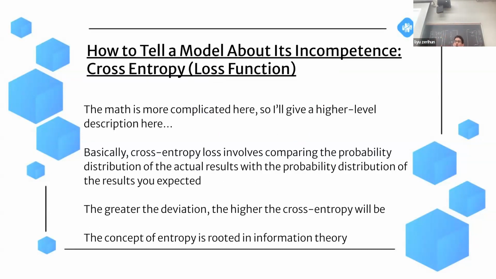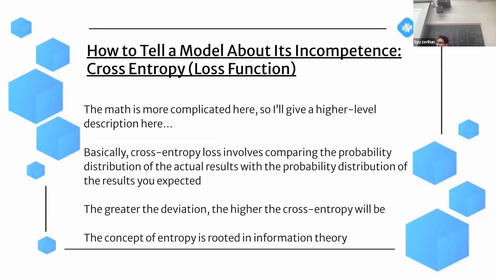Then there's another thing called cross-entropy loss, which is a bit more complicated. But basically, it's a way of comparing probability distributions. So it's a way of comparing the probability distribution you got to the one you expected, and then seeing how close they are. And the closer they are, the better you do. The further apart they are, the higher the score, the worse you did.